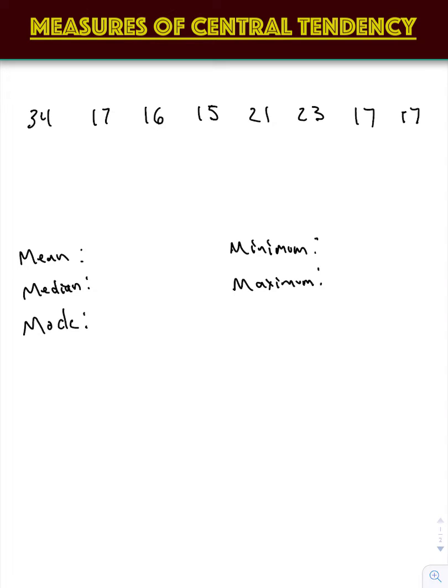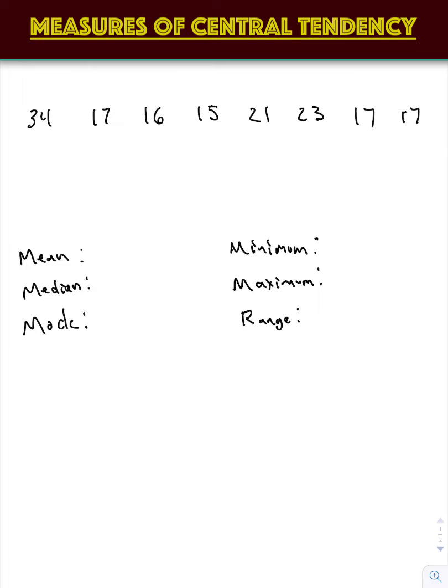Hey guys, it's Mr. Dugal, and today we're going to talk about the 5 M's when studying a data set, and then we're also going to add in our friend, the range. Alright, so we have 34, 17, 16, 15, 21, 23, 17, and 17.